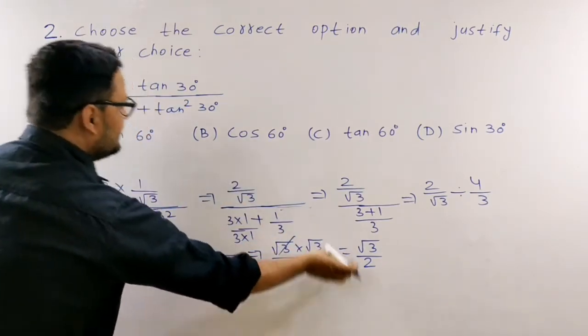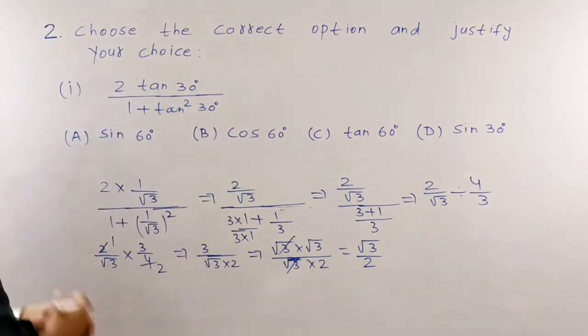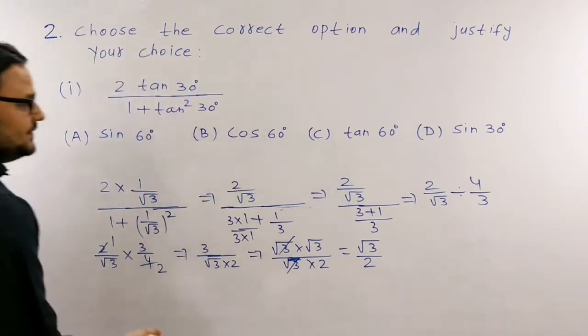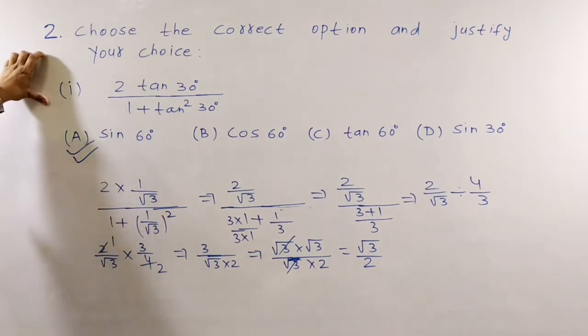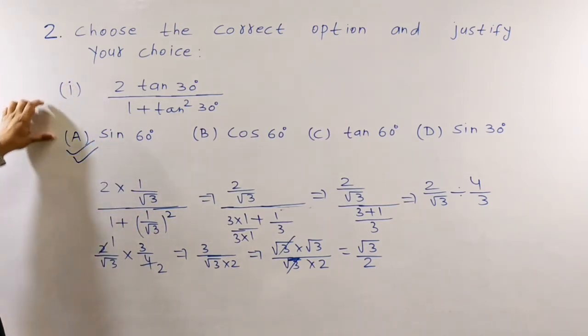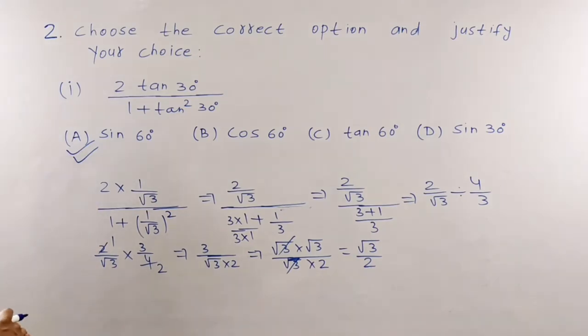Root 3 is the answer for which one of these? Now first one is sin 60. Sin 60 is root 3 by 2. So first one is the right answer. For the first question, option A is the right answer.